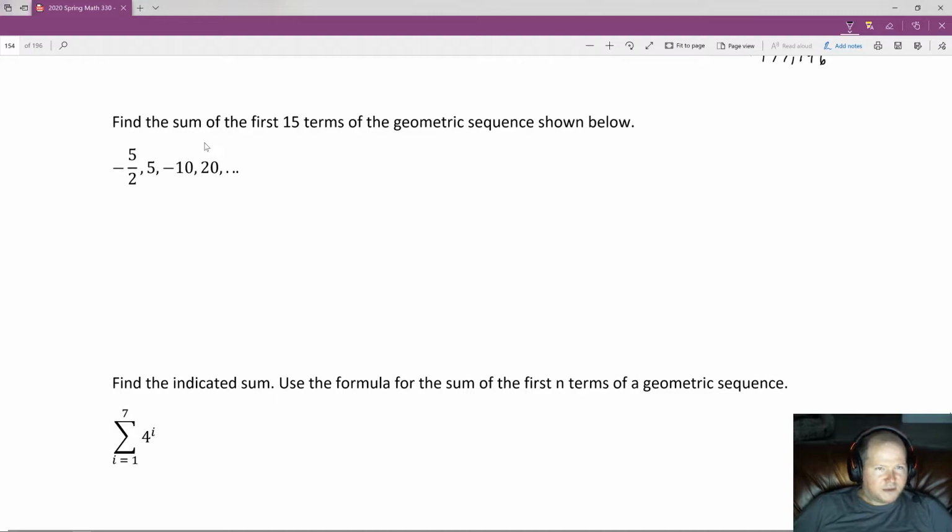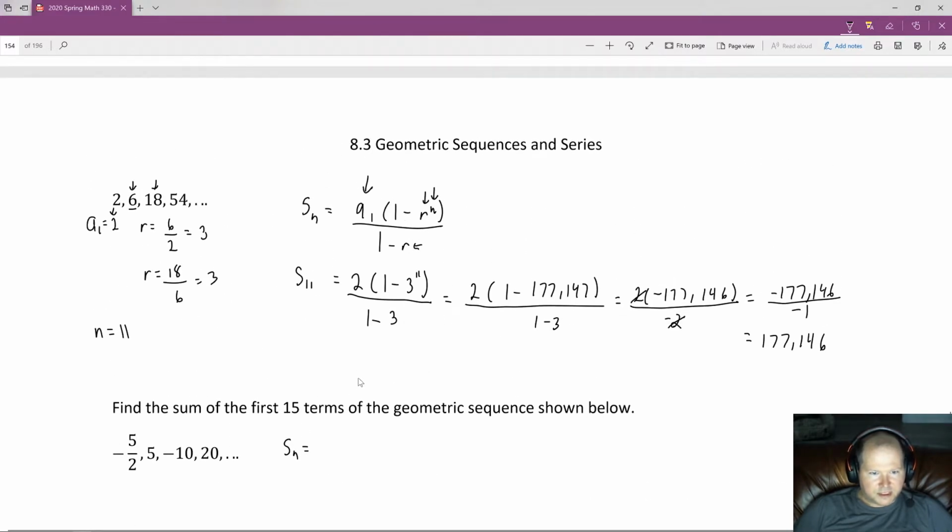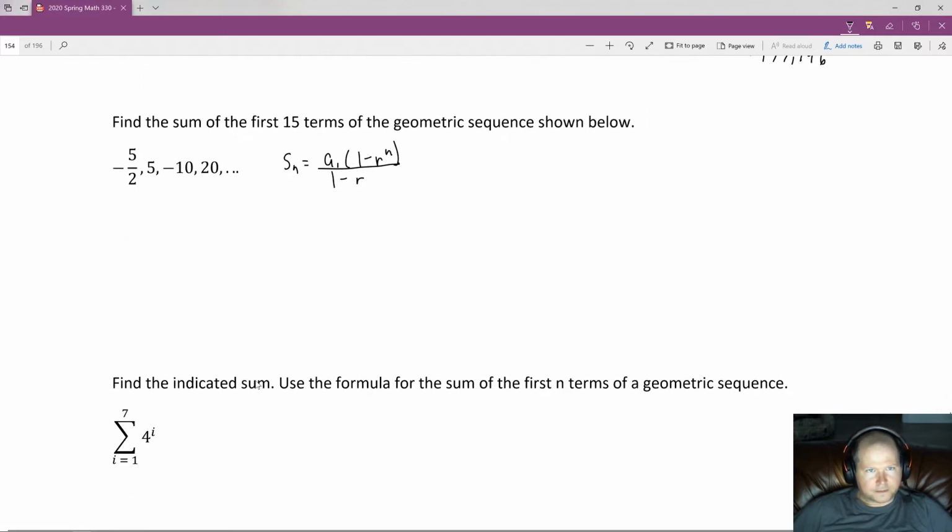So we want to find the sum of the first 15 terms of the geometric sequence shown below. Okay, so we use the same general formula. So we have S_n is equal to, I'm just going to rewrite it, the first term in the sequence multiplied by 1 minus R to the n, all over 1 minus R. Let me plug everything in. So we need A1. A1 is equal to negative 5 halves.